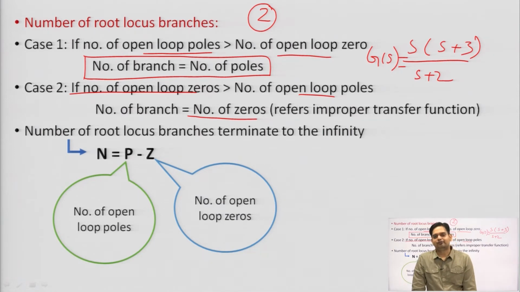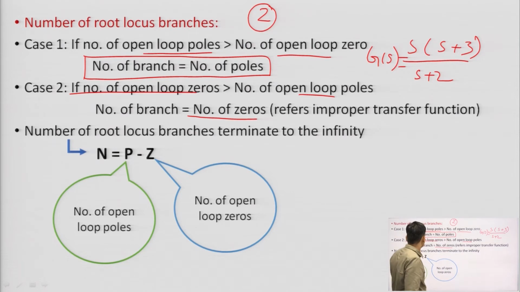Whenever we have to design a system, we have to consider a proper transfer function. In that case, the power of the numerator should be less than the power of the denominator. And whenever we are discussing a critical transfer function, the power of the numerator is equal to the power of the denominator, right.